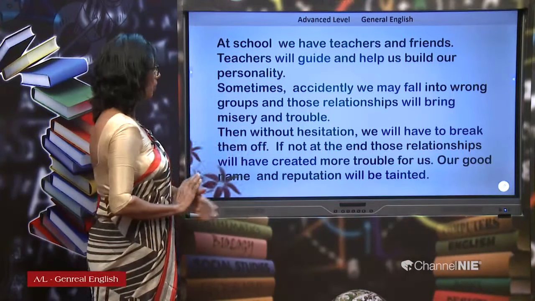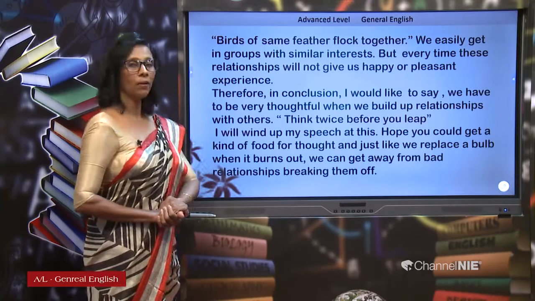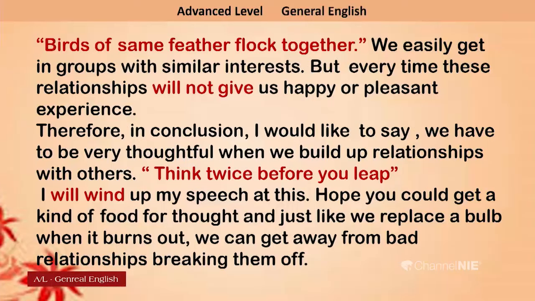So, your speech is full of good points. Then, birds of same feather flock together. That is again a great saying. So, when we have similar interests, we just get into that group. So, that is why they say birds of same feather flock together. We easily get in groups with similar interests, but every time these relationships will not give us happy or pleasant experiences. Is that true? Sometimes even in your groups of good friends, certain things happen. You become very unhappy and sad, and those experiences will be very unpleasant, right?